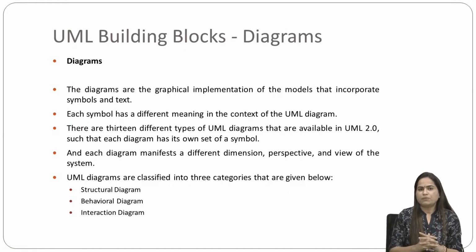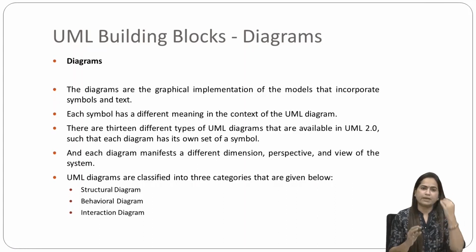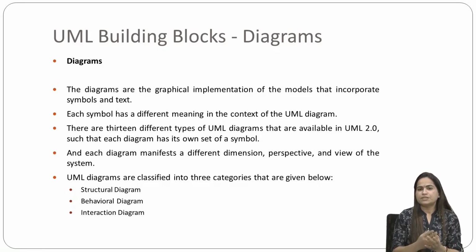Then after that we have different diagrams. Diagrams are the graphical implementation of the models, incorporating symbols and text. Each symbol has a different meaning in the context of the UML diagram. There are 13 types of UML diagrams available in UML 2.0, and each of them has its own set of symbols. Each diagram manifests a different dimension, different perspective and different view of the system.